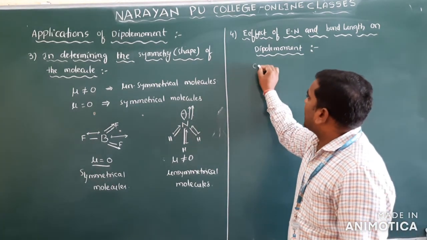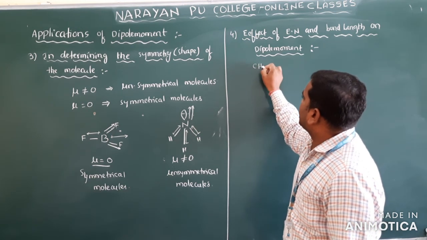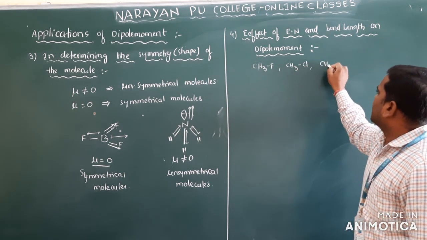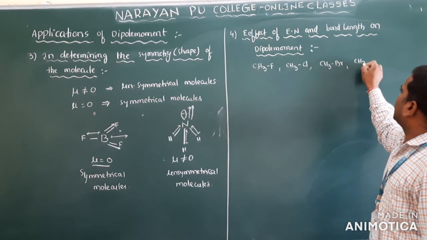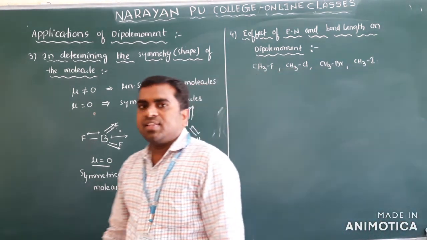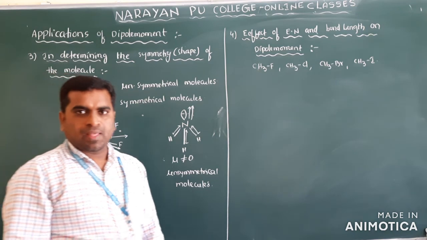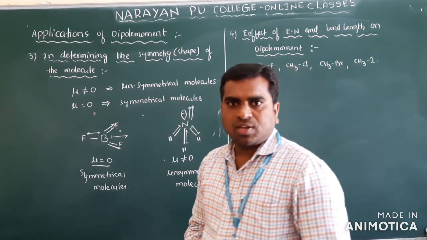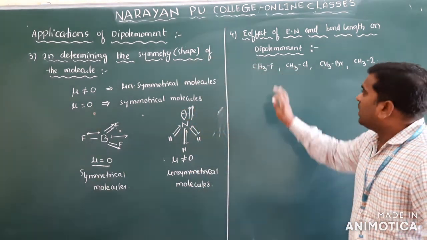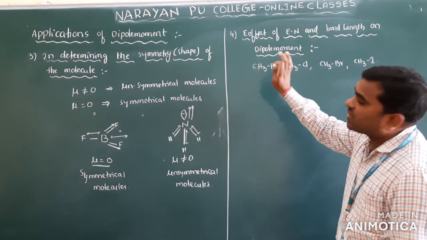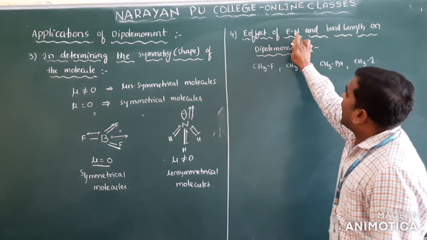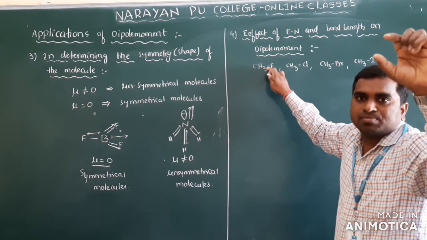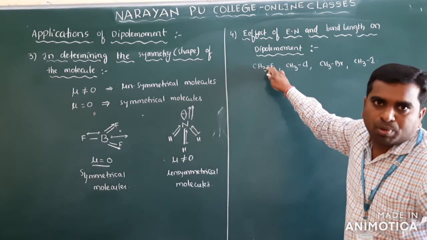Suppose I write here CH3F, and you will study the same question in the second year also, CH3Cl, CH3Br, CH3I. They will ask you to write the dipole moment order for these molecules. You already know dipole moment is equal to charge into distance. But for these molecules you have to consider both the electronegativity and the bond length. Greater the electronegativity, greater the polarity. Greater the polarity, greater the charge on the atoms. If the charge is greater, automatically the dipole moment is also greater.